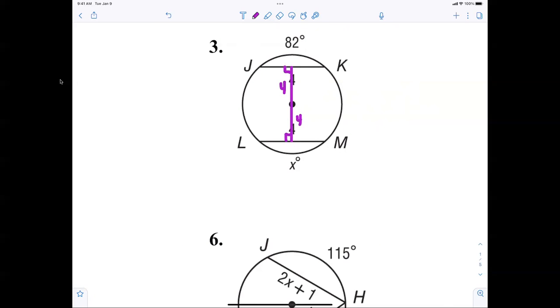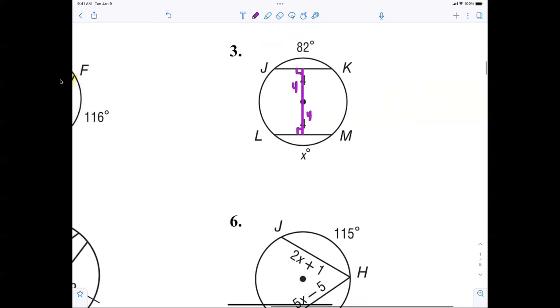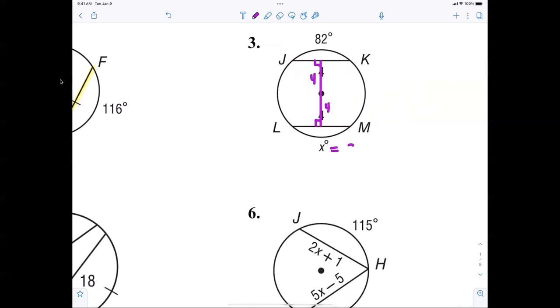So they kind of messed up on that example. But you have to see that it's perpendicular. If it's not perpendicular, we don't know that that's the distance from the center to the chord. All right, but I'm assuming that's true. They meant to write that in. So this is 82 degrees.